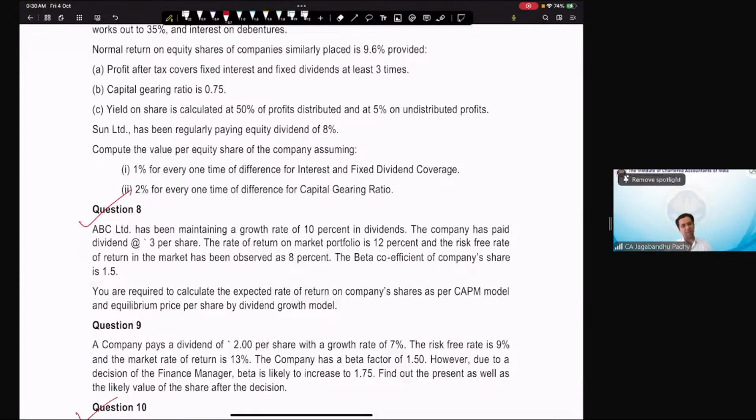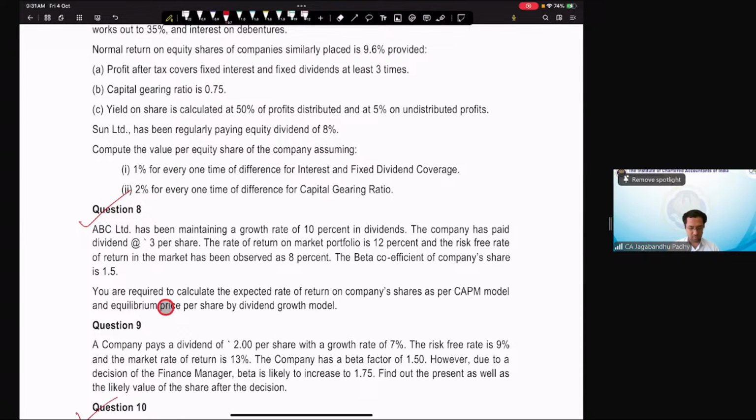ABC Limited has been maintaining a growth rate of 10% in dividend. The company has paid a dividend at rupees 3 per share. The rate of return on market portfolio is 15% and the risk-free rate of return on the market has been observed at 8%. Beta coefficient of the company share is 1.5. You are required to calculate the expected rate of return on company shares as per CAPM model and equilibrium price per share by the dividend growth model. Okay, so it has been maintaining a growth rate of 10% in dividends. This is question number 8.